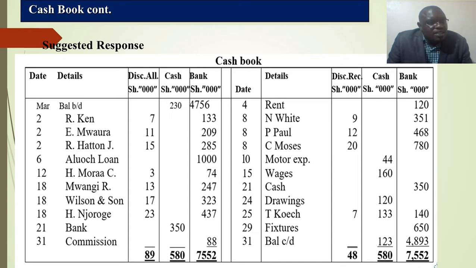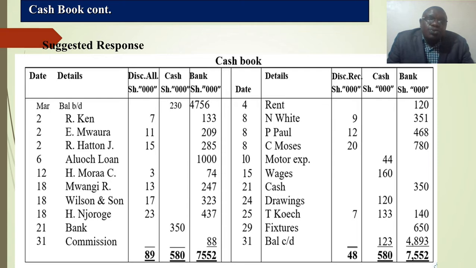Then on 21st, there is something which happened there. There is a contra entry. Money was drawn from the bank to cash, amounting to 350,000. And the last transaction which affected that side is the transaction on 31st, where we received a commission of 88,000 shillings. Now let us look at the credit side.